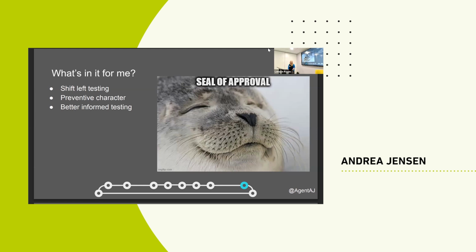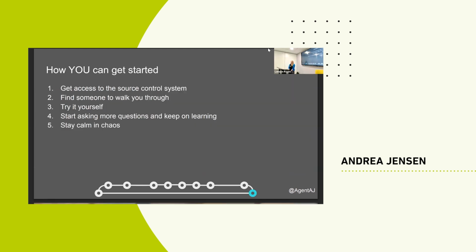So if you now want to get started in reviewing your pull request, if you're not doing it yet, get access to your source control system. If you have not, find someone to walk you through. It can be a test architect, a lead developer, your best co-worker, or someone in the community. If you can't find anyone, reach out to me, and we will find a solution.